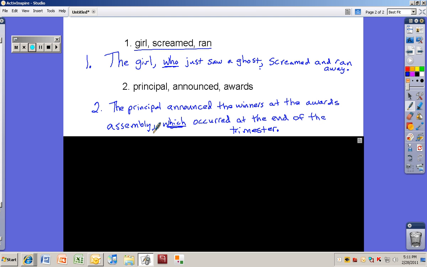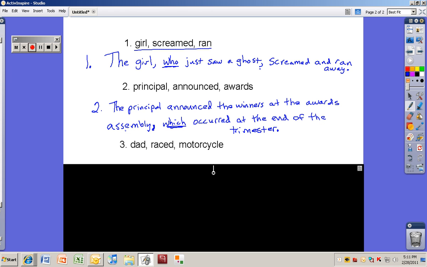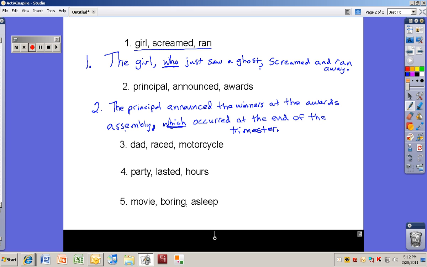Notice I put a comma right here before my who, which clause, and I underline the word which because it's talking about the assembly. The assembly is a thing, it's not a person, and I'm describing a little bit more information about the assembly. What you're going to do now is do these 3 sentences on your own. You're going to do 3, 4, and 5, and then you're going to bring those to school with you, and that's going to be the end of your homework.